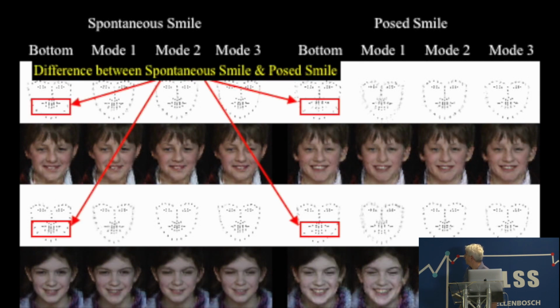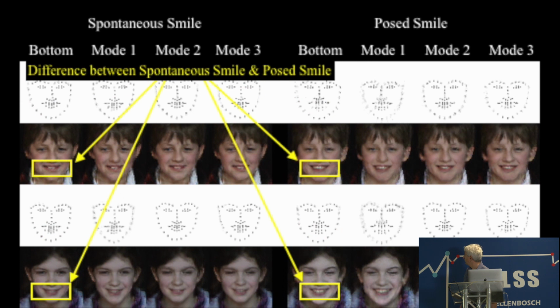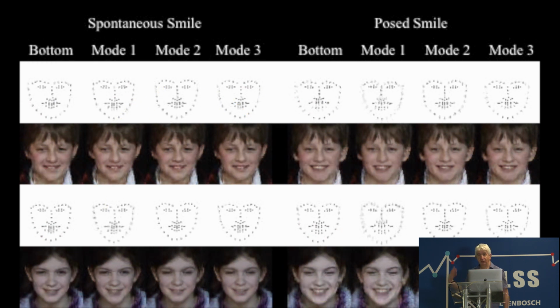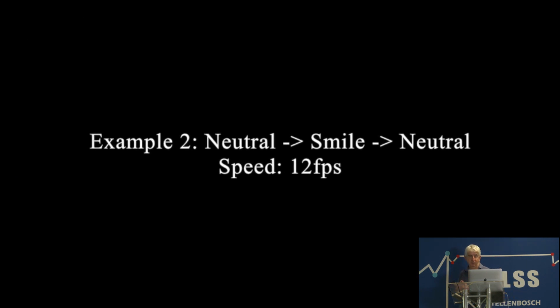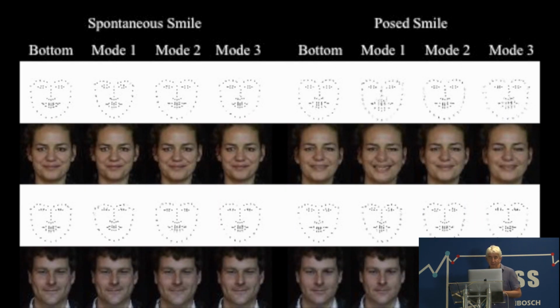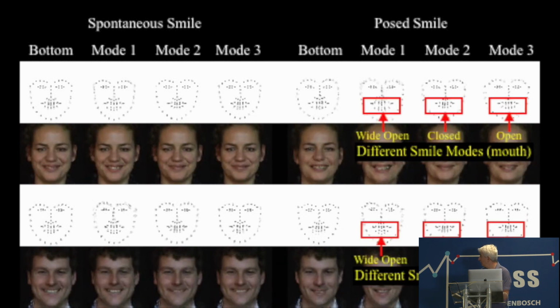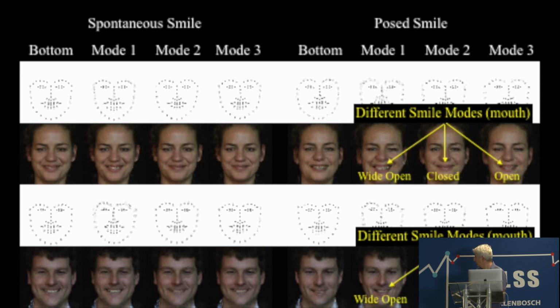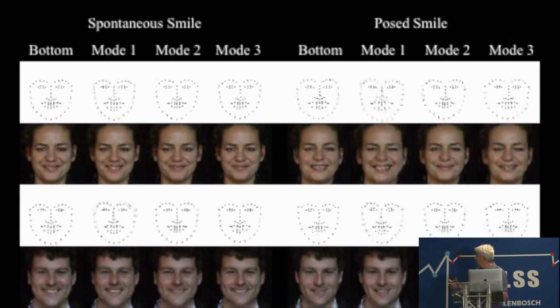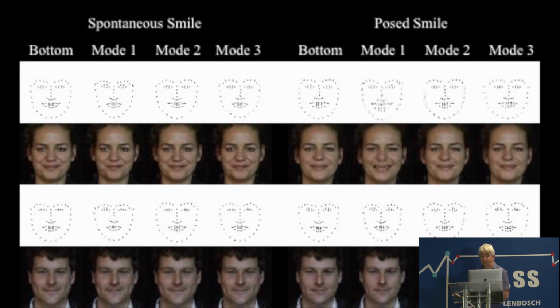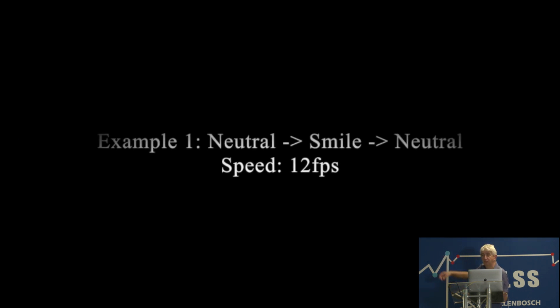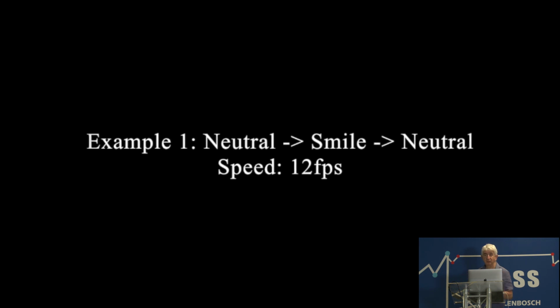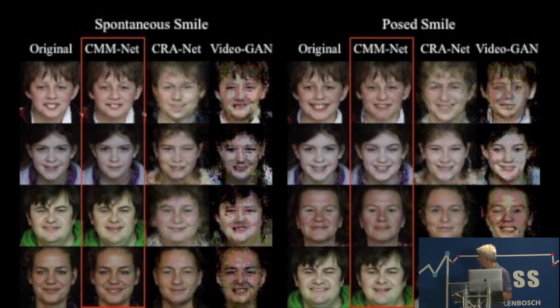In some cases, you have a wide open mouth. In some cases, it's a closed mouth, and so on. So you could do it this way. You can generate practically an infinite amount of sequences that are as diverse as possible, and they can be used very well for training your classifiers. And the competitors, as you see, have a lot of artifacts. In our case, it's very smooth. For example, VideoGAN will produce a lot of hallucinated information in there.